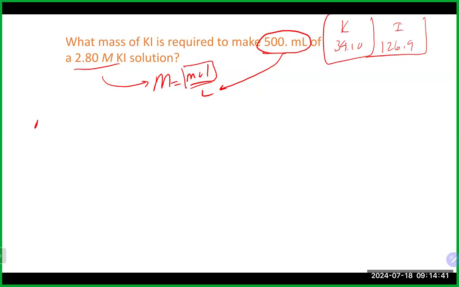So if we rearrange this, the moles will equal our liters times our molarity. So in this case here, we do want to probably convert our milliliters into liters, which is a very common conversion. Again, 1,000 milliliters is a liter.